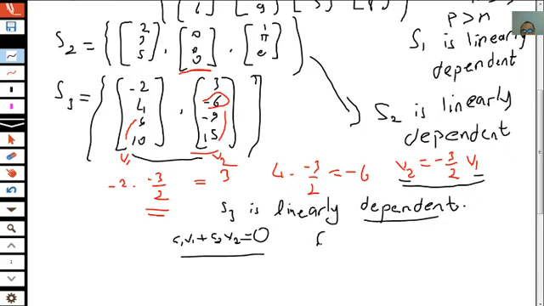So we can write C1 is 3/2, writing this one to the left hand side, and C2 is equal to 1.